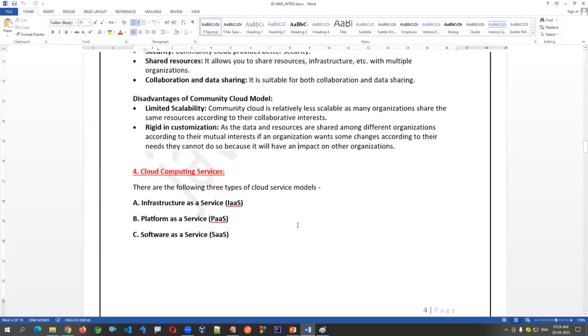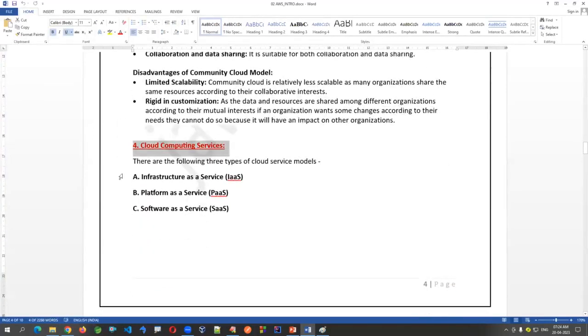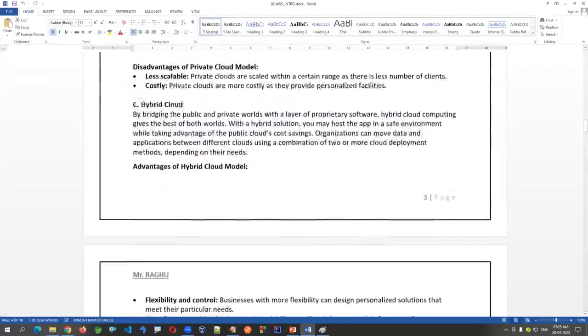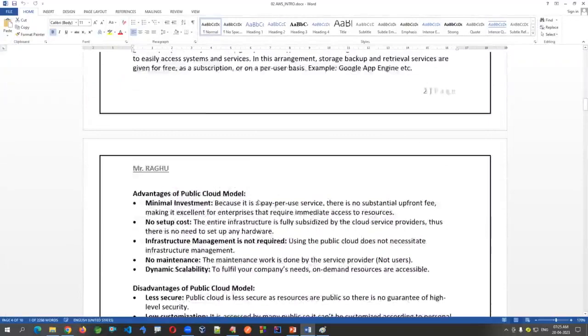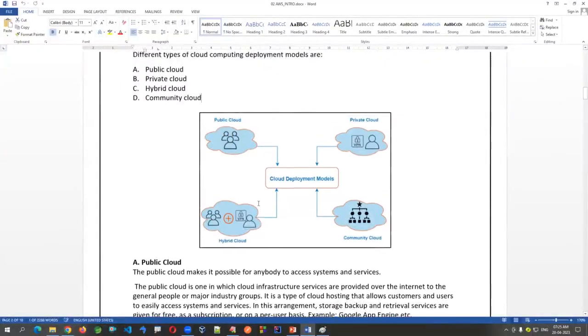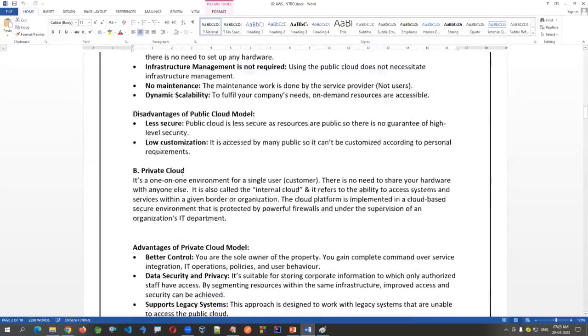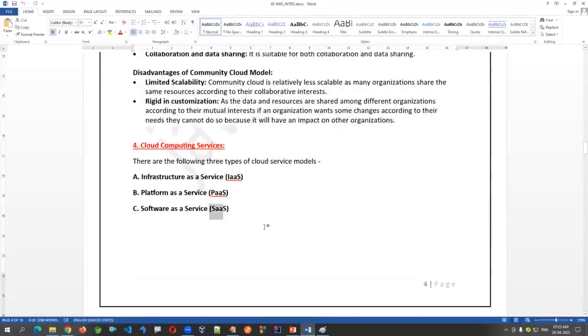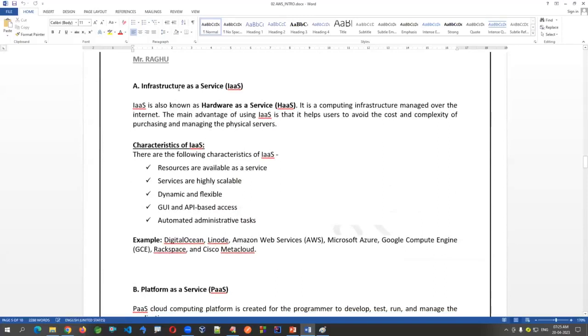Cloud computing services are three: infrastructure as a service, platform as a service, and software as a service. Deployment models are four. Here you may get slightly confused: deployment models are four, service types are three. You can take hardware, you can take a platform, you can take ready-made software. Infrastructure as a service means you are taking hardware.